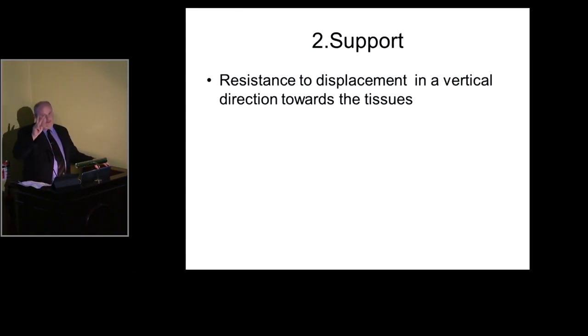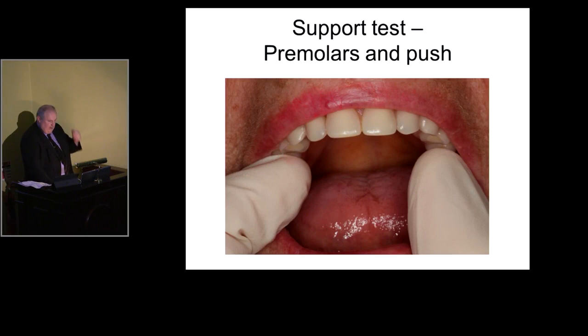It has to do with 2 things: the adaptation of the denture and the condition of the tissues underneath. How do you test for it? You push on the first premolar. If the denture rocks, there's poor support. If the denture is solid, there's good support. If the tissues underneath are mobile, it may move, but it won't rock. It'll stay with the tissues.